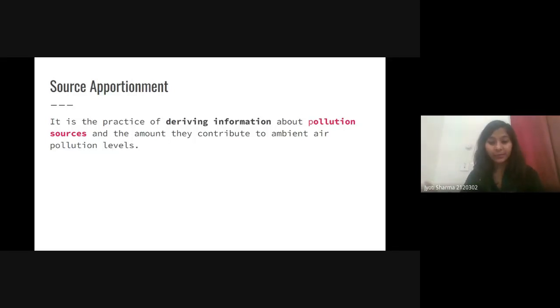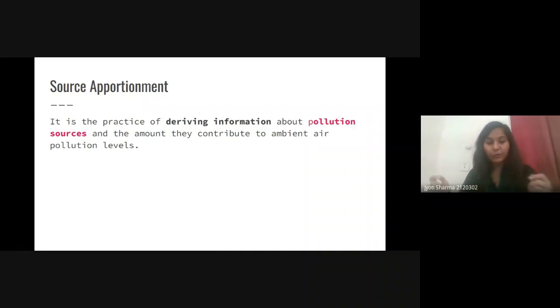For example, let's say we are taking the example of Noida, and we are assuming that Noida doesn't have any kind of companies or industries, but the pollution is coming from the Delhi area, and there is some level of pollution in Noida. So how will you know? How will you get to know where this pollution is coming from?